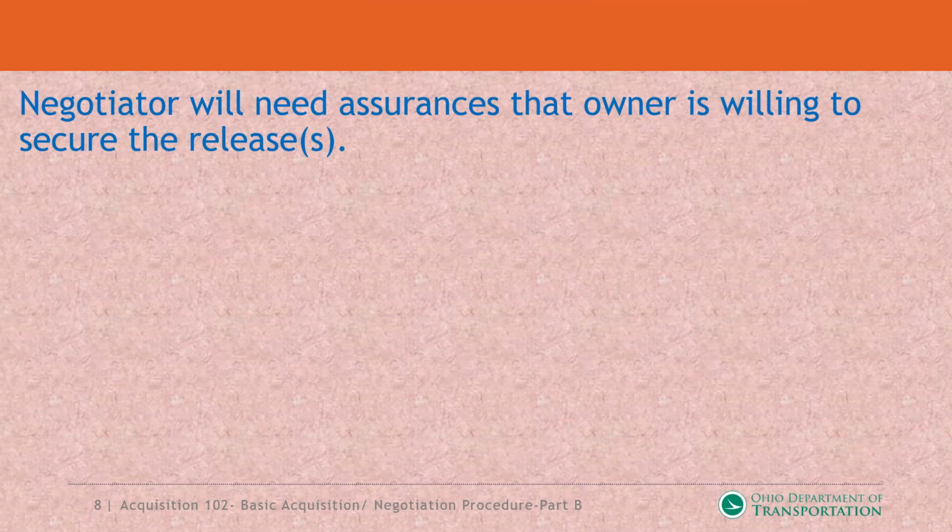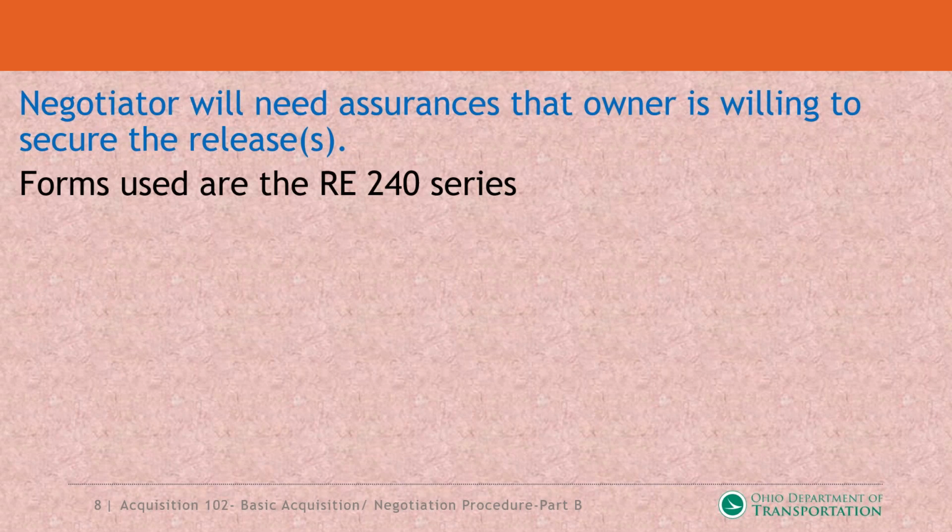The negotiator will need assurances that the owner is willing to secure releases. Typically, for releases, it's the RE240 series that we have on hand. It's on our real estate webpage, for the mortgage releases or the releases period.